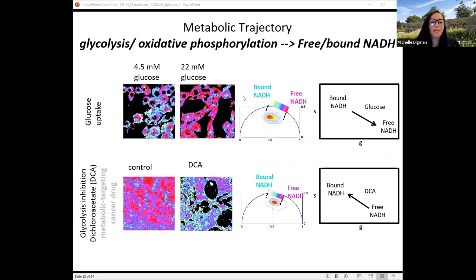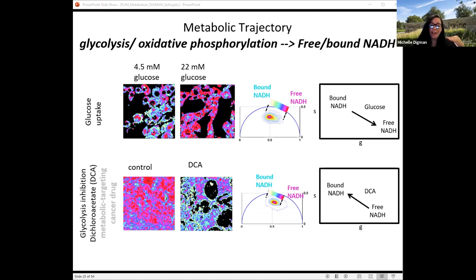So in this case, you can see very clearly, if you take cells and incubate them in 4.5 millimoles of glucose, very low glucose, versus very high glucose concentrations, you can switch their metabolism quite easily. The cells become more glycolytic. They go from OXPHOS, normal respiration, to a more glycolytic state. You have more glucose in there, and they become highly glycolytic.